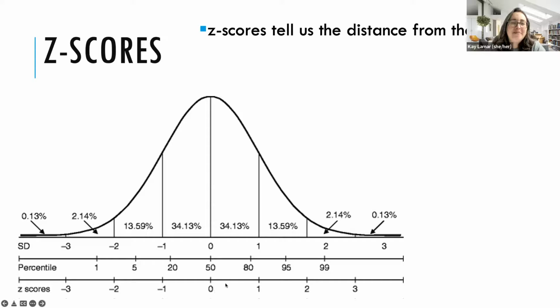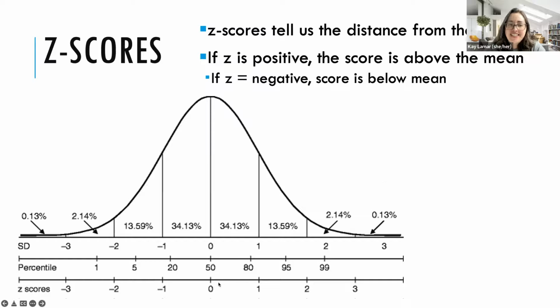And then it's in units of standard deviation. So 1 standard deviation is the same as a z-score of 1, okay? Now, if the z-score is positive, like 1, 1.5, 1.75, 2, that means that it's above the mean. And if the z-score is negative, like -1, -2, so on, that means that the score is below the mean.